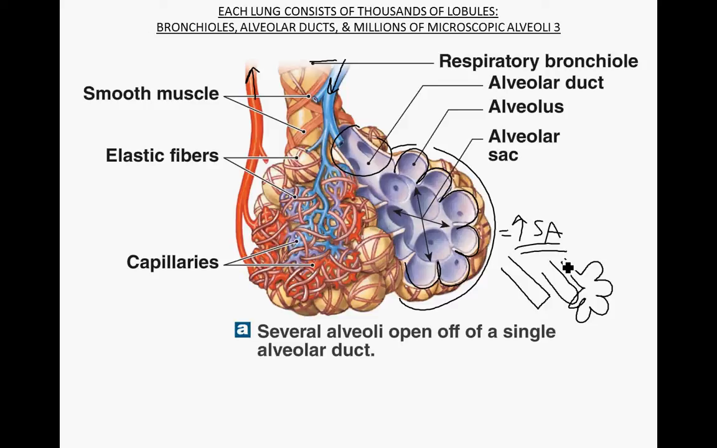These alveolar sacs are, of course, surrounded by these capillaries, but there are also these elastic fibers that allow the alveolar sacs to expand and contract and snap back into place. And yeah, so some detail there. Now we're going to zoom in and look closely at one of these alveolar sac locations.